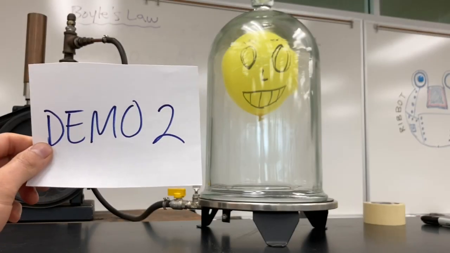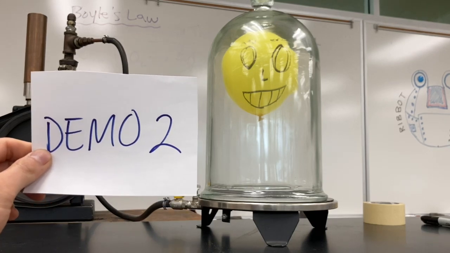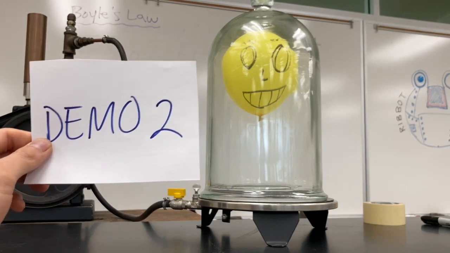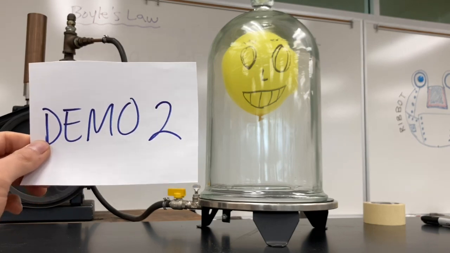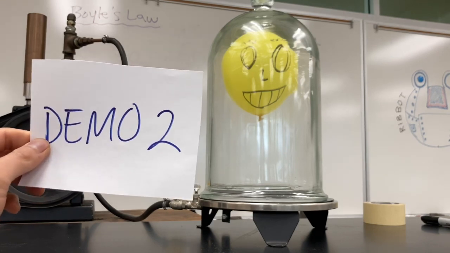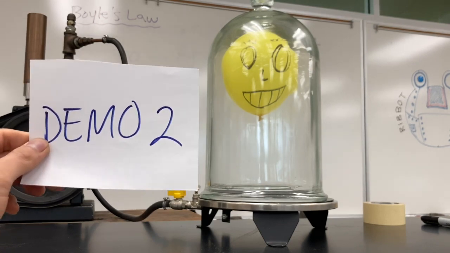All right, in our second demo, we're gonna take this balloon and put it under the same process. So again, I'm gonna use the vacuum to take away air particles in the chamber, therefore lowering the pressure. So let's see what effect it has on the volume of this balloon.